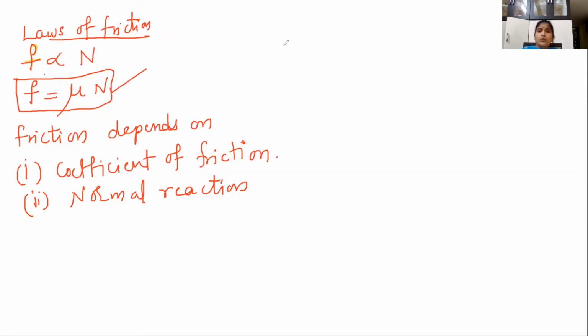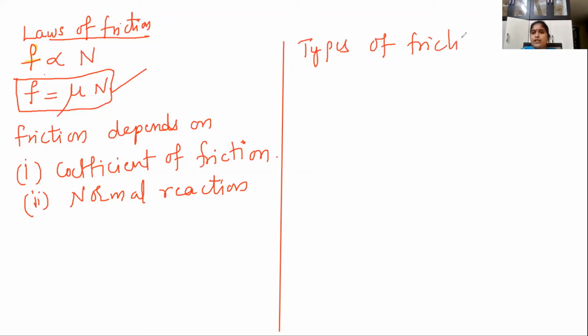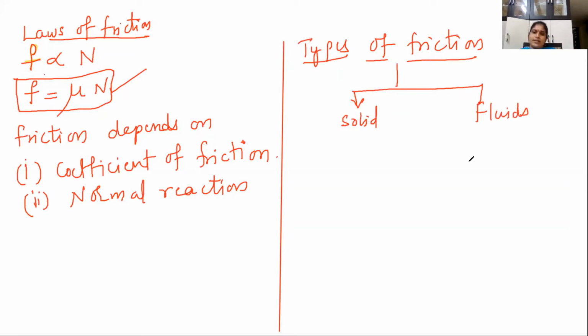So now let us go to the next point, that is types of friction. Let us label the different types of friction. Friction exists between solids and also fluids. So first we classify the friction as solid friction and fluid friction. Liquids and gases are regarded as fluids because of their property of fluidity.